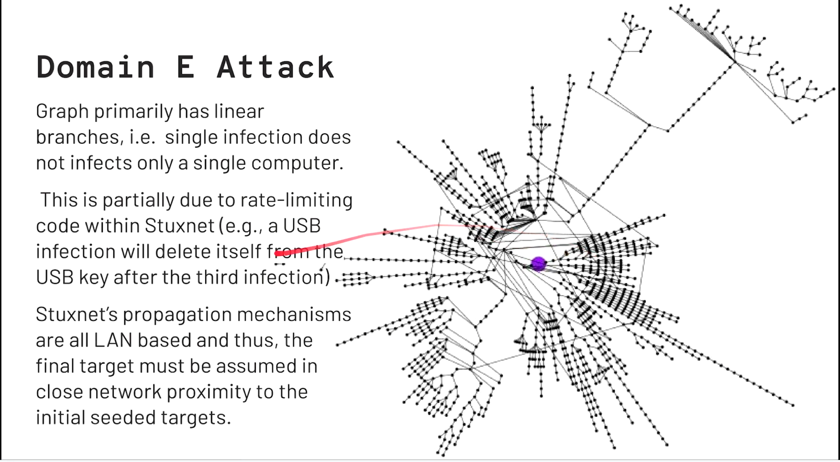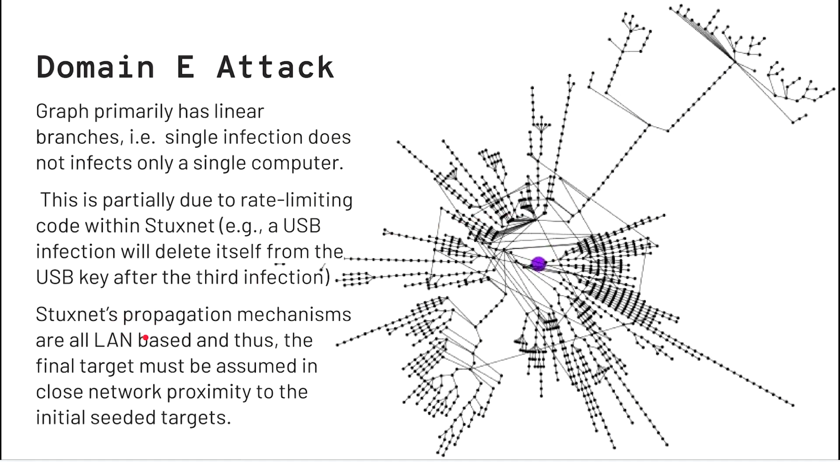For example, the USB infection would delete itself after the third infection. So it was trying not to spread uncontrollably in the beginning, but as we saw before, it didn't happen. It did spread a lot, but it had rate limiting code to ensure that it's mostly targeting hop to hop, like linear branches, and not so much a wide tree.